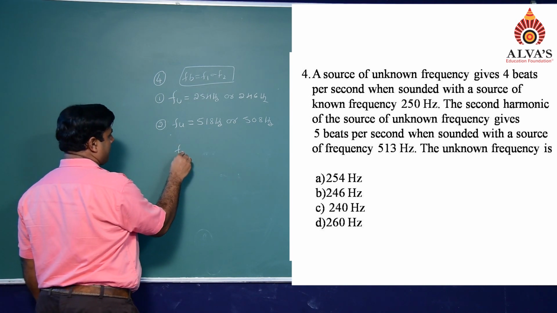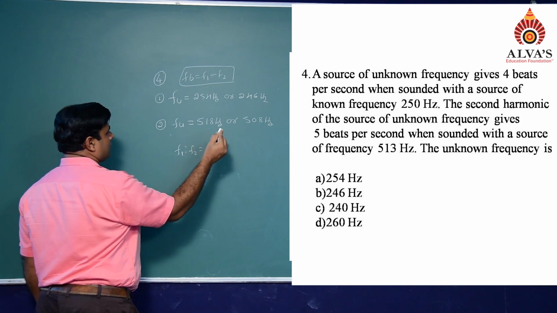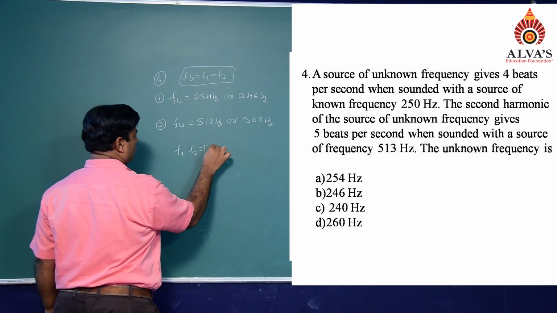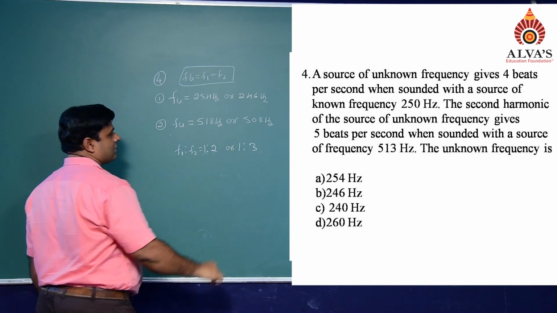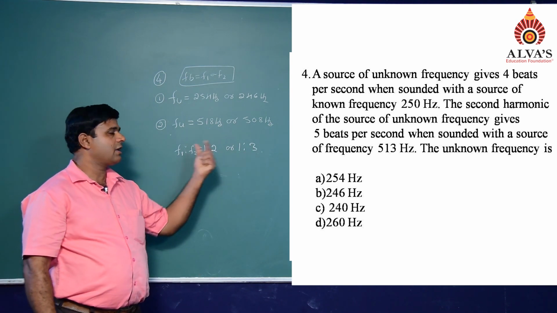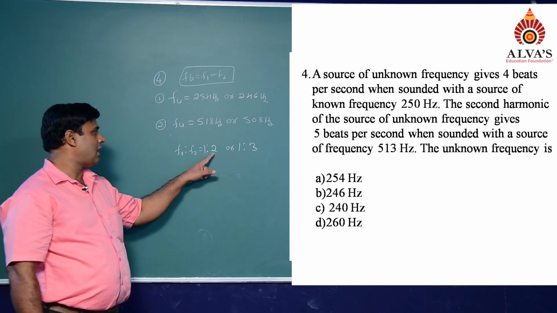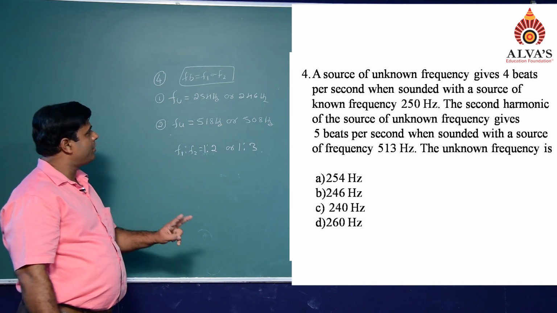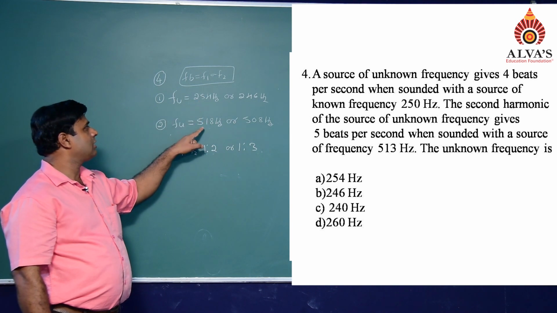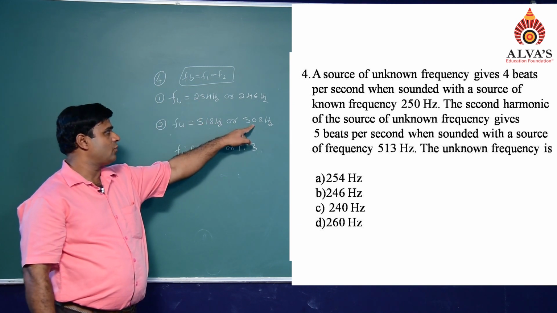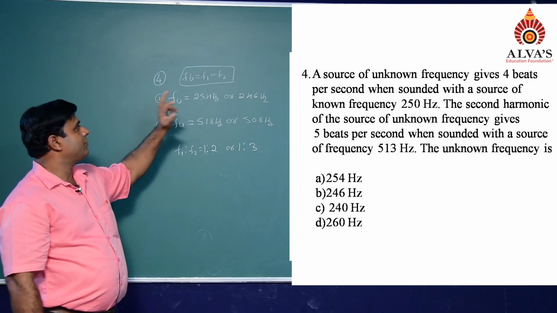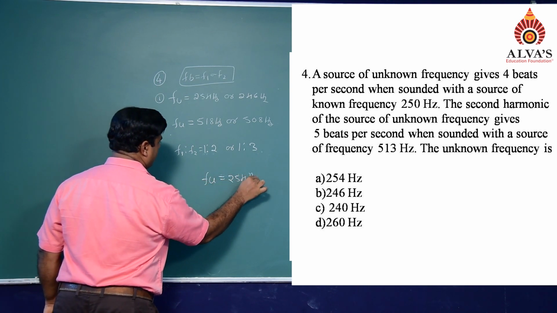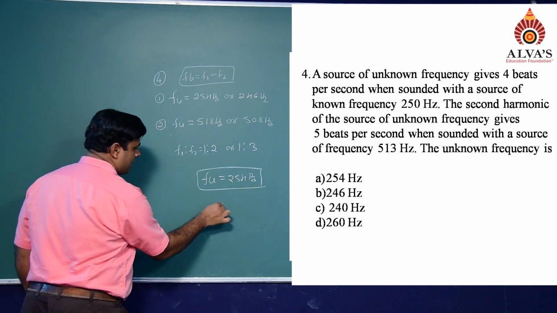So, in case of vibrations, frequencies may differ by 1:2 or 1:3. In the first case, all harmonics are present. In the second case, only odd harmonics are present. So, either the second should be double of the first, or the second should be thrice the first. Here thrice is not there, so it should be double. 254 into 2 is nothing but 508 hertz, which is there. Therefore, the first harmonic frequency should be 254 hertz. So, the answer should be E.